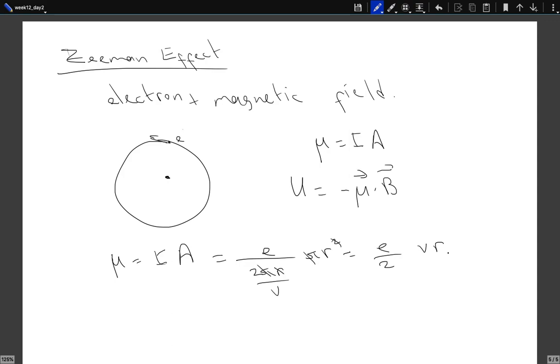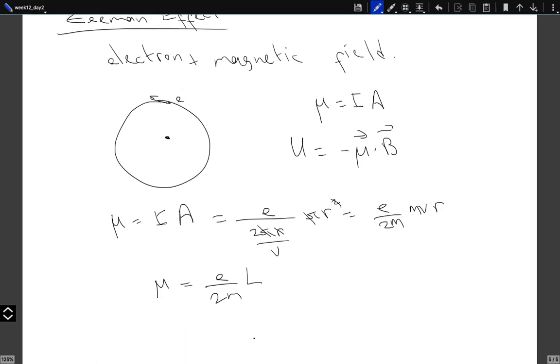Let me multiply by m and divide by m. Does m times v times r remind you of anything? It's the angular momentum, the momentum times the radius. So the magnetic dipole moment is e over 2m times L.